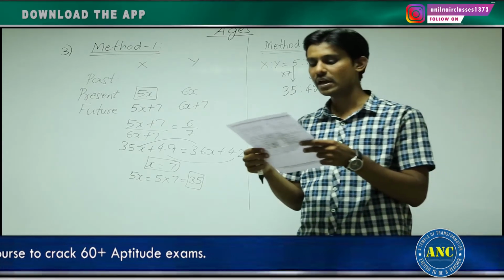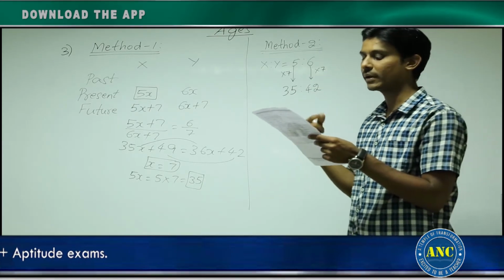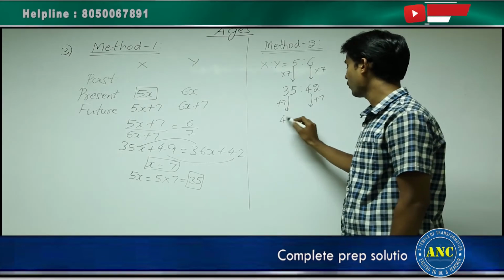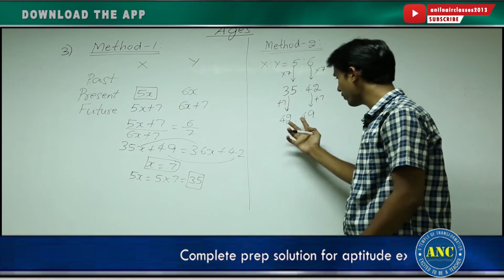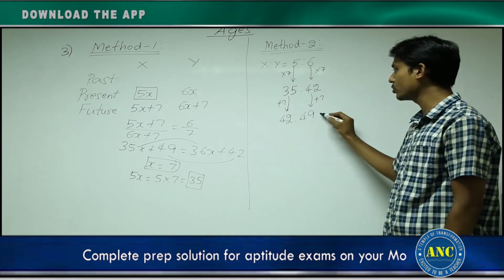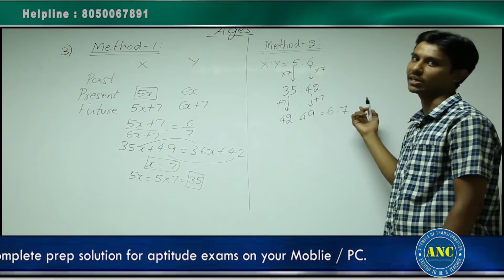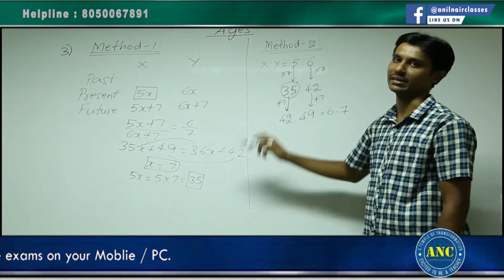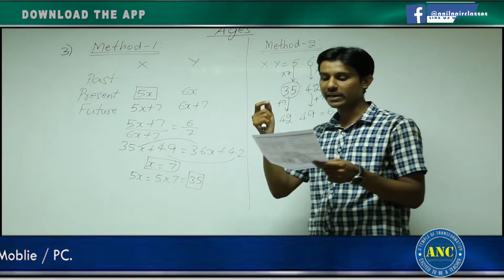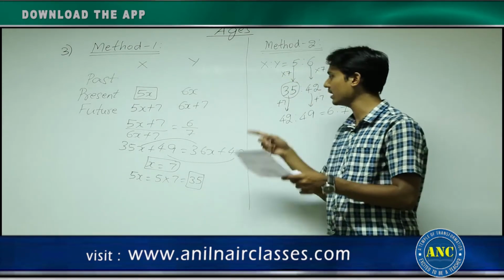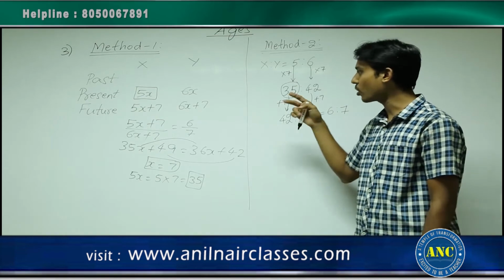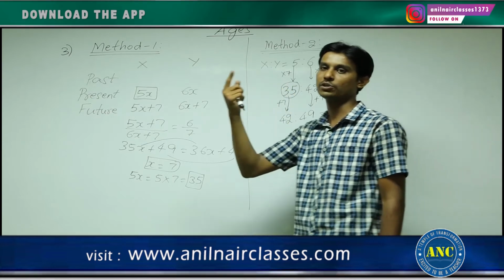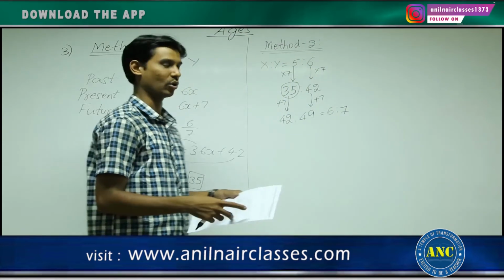Read the next statement. 7 years later, this ratio will become 6:7. 7 years later means add 7. This will become 42 and 49. This ratio will become 6:7. Is 42 to 49 equal to 6:7? Yes, it is 6:7. Because this is equal, our assumption of 35 is correct. If 35 is incorrect, please don't waste your time taking 40 and doing the same approach. There are only two options left, 35 and 40. If 35 is incorrect, the only option which should be correct is 40. Mark 40 and go.